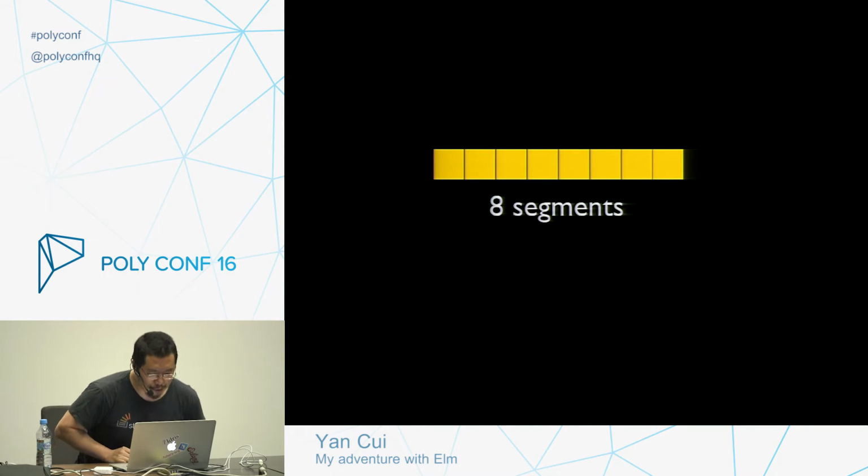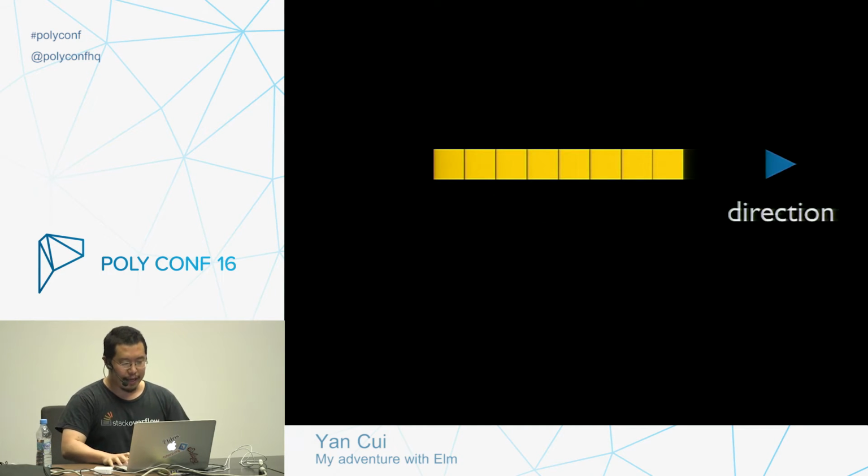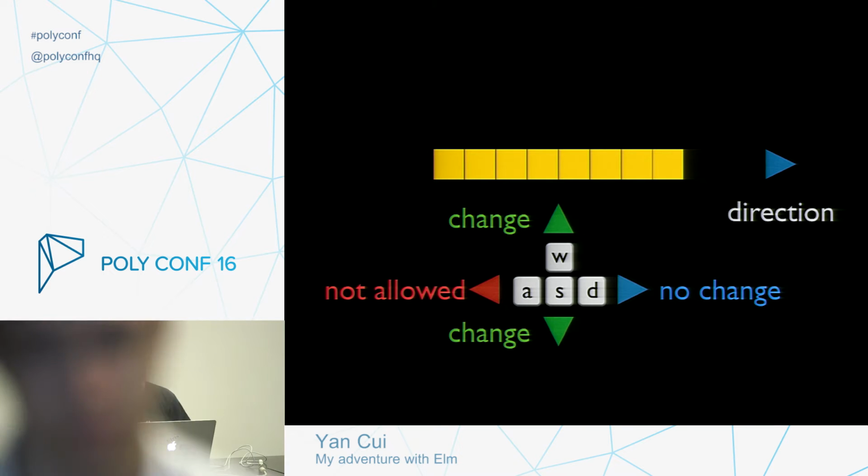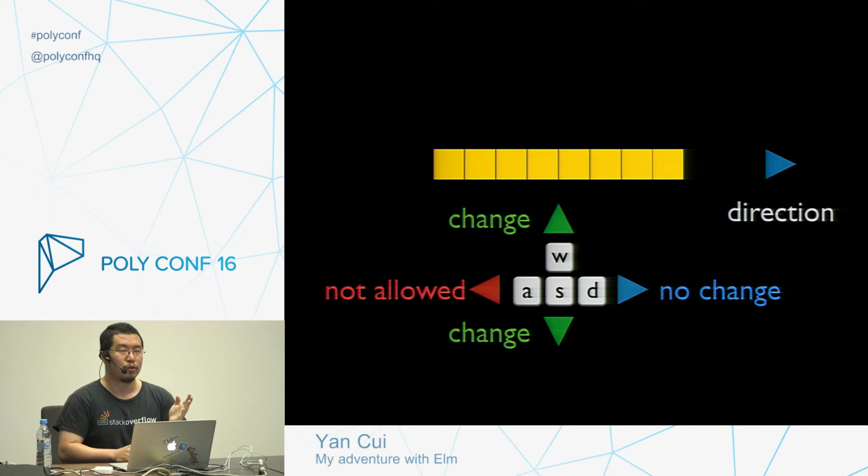And the snake is going to start with 8 segments for its body, and it's going to be moving towards the right of the screen. And then you can use the ASWD keys to change direction. Depending on which direction the snake is currently moving in, you can turn left or turn right.